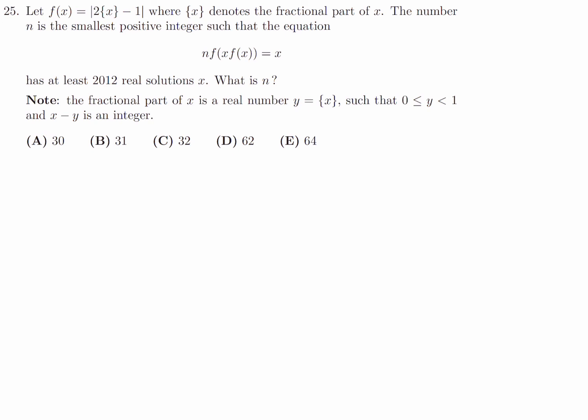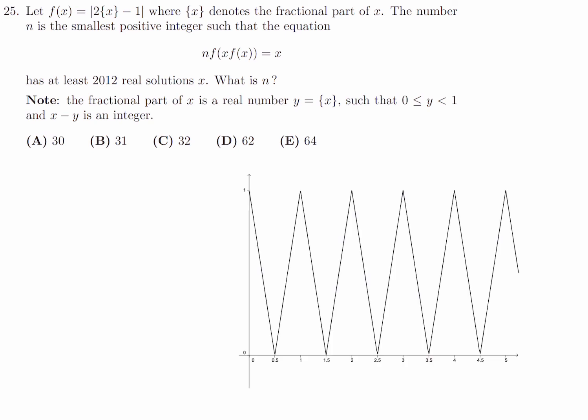Well, this question requires some graphs. And this is the first one. This is the graph of f of x. And that is the absolute value of 2 times x bracket, like that, minus 1, where x bracket is the fractional part of x. So as you can see, you've got 1 up here, and you've got 1 down here, and so on, right? So it's a zigzag pattern. Now what we have to do is draw 2 more graphs.